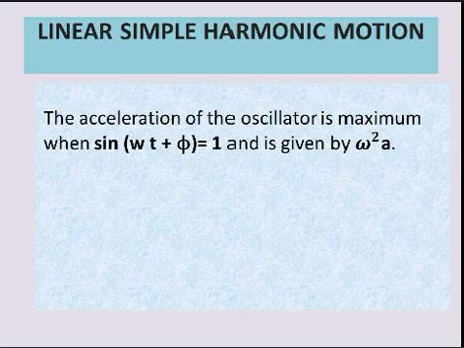The acceleration of the oscillator is maximum when sine omega t plus phi, as I already told you, is varying between +1 and -1. So it is maximum when it is plus. So sine omega t plus phi is equal to 1 gives the maximum acceleration, and that value is nothing but omega square into amplitude.